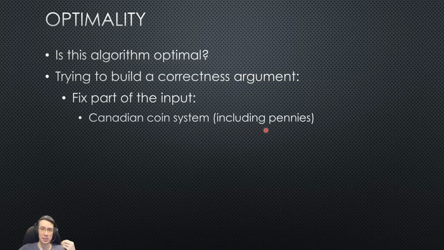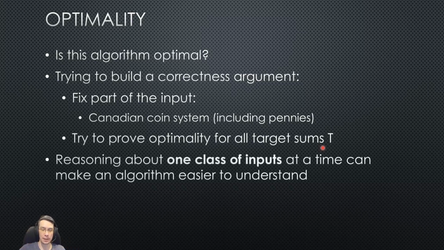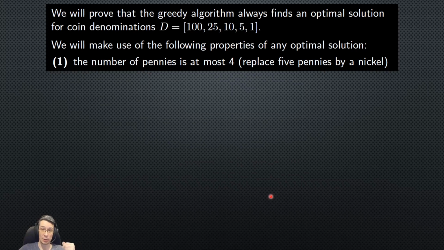In this case, we're going to fix D, the array D, to the Canadian coin system, including pennies. We're going to try to prove optimality for all target sums T. So we're only proving optimality for a class of inputs: specifically, the class where D is fixed as the Canadian coin system and T is any positive integer. So hopefully we'll be able to show optimality for this and come up with some insights that would help us prove optimality for other coin systems as well, or understand that for some coin systems it wouldn't be optimal. So, okay, let's do this. In fact, I'm just going to prove it for coin denominations 100, 25, 10, 5, and 1, and then it's an easy extension to 200 that I'll leave for you as an exercise for home.